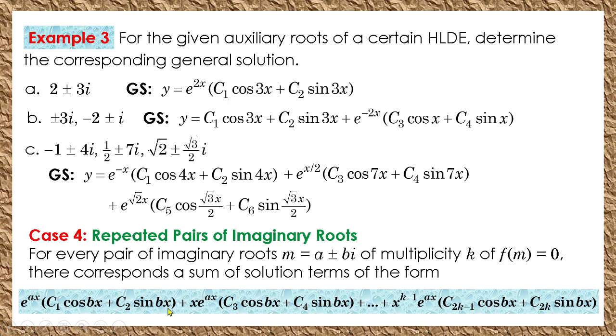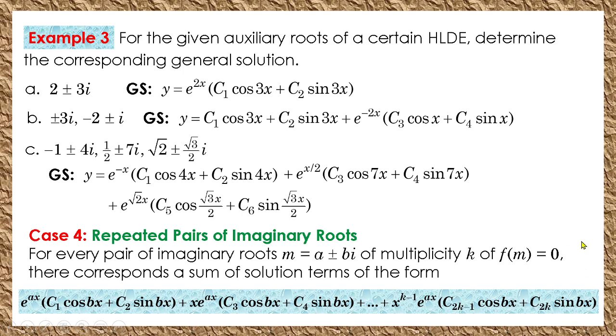Ang bilang ng terms or group na gagawin mo depends on the number of times it is repeated. Kung repeated 2 times, hanggang 2 groups ka lang: itong first group plus another group. Pag 3 times na repeat, hanggang third group. Pag third group, ang multiplier mo ay x squared. Pag fourth group, ang multiplier mo x cubed. Pag k group, ang multiplier mo ay x to the k minus 1. Okay?